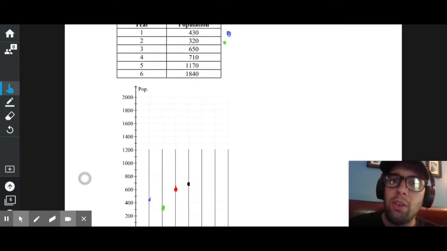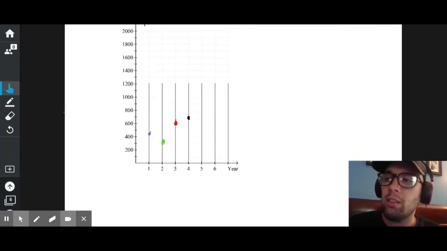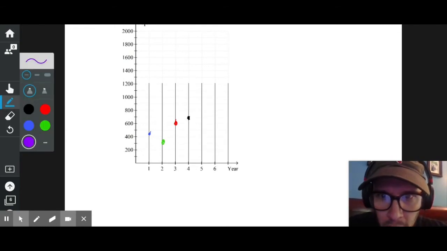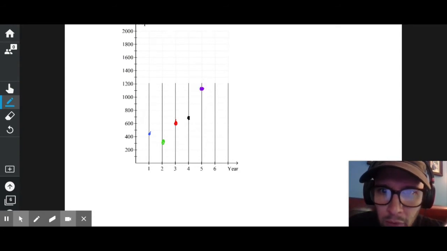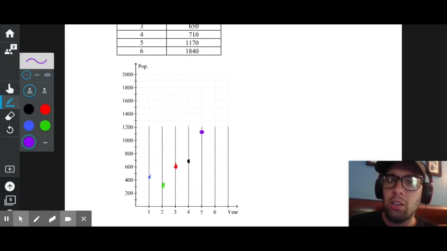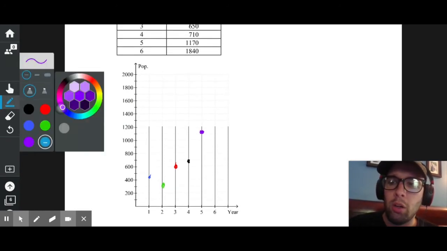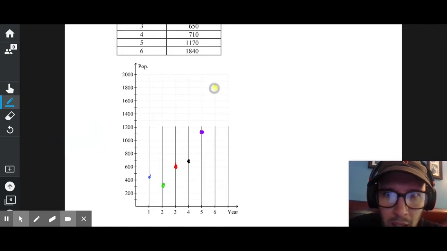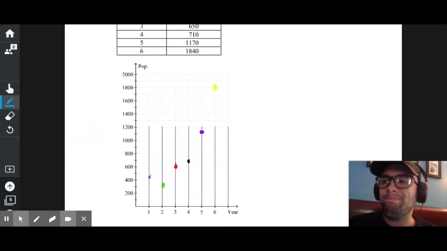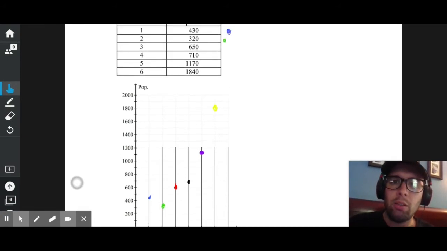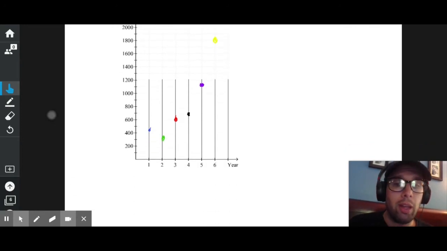Year five, 1,170. So taking a jump, 1,170 is just a shade below 1,200. I could have done a better job with that one. And then year six is 1,840. Let's get a nice yellow. Year six is 1,840. So we'll put it there. The graph here is not the best graph. I did the job though, and that's all that matters. All I had to do is just make a scatter plot.